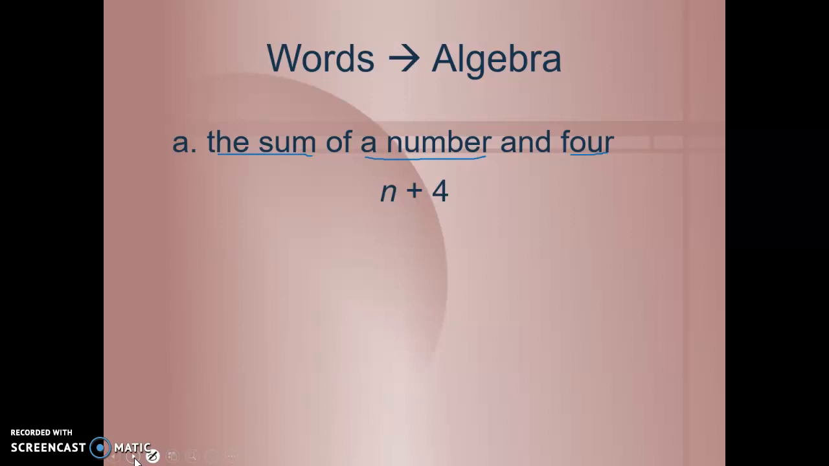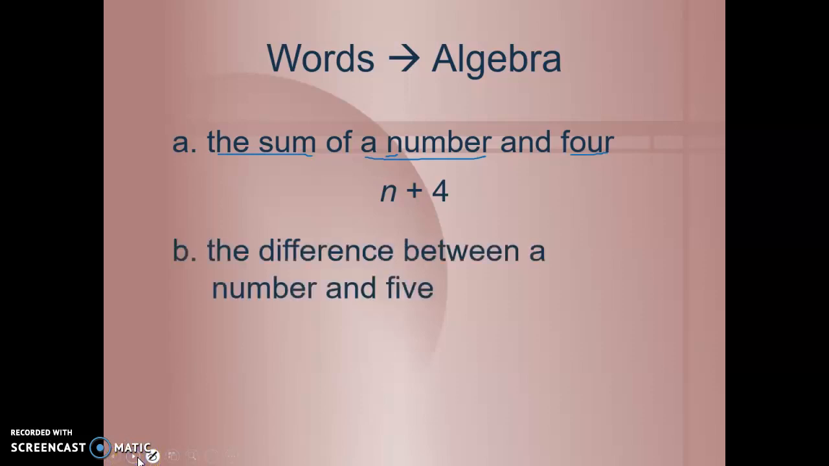You could have used x or y or a smiley face or a box, but oftentimes when we're trying to pick a variable, we pick a variable that starts with the same letter as the thing we're trying to find. So n for number in this case. What about the difference between a number and 5? Well, we know the difference means subtraction. The number we don't know, so we can use n and 5. So we would have n minus 5, the difference between a number and 5.